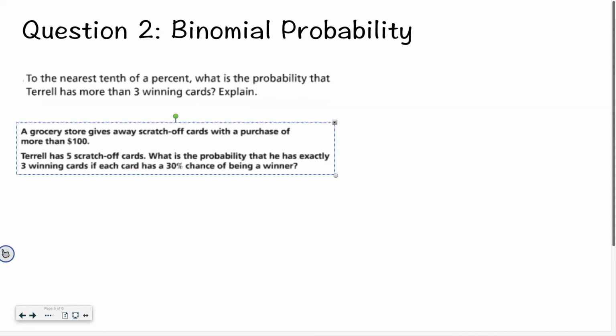But what I want you to do is solve this problem, except we're going to ignore this part right here. Sorry, I meant to erase that before I started recording the video. Okay, so to the nearest 1/10 of a percent, what is the probability that Terrell has more than 3 winning cards? I'm not really worried about you typing an explanation, because if you actually do it correctly, that tells me you know how to get there. And then I just took the information from the last slide to help you remember. So go ahead and try to solve this.